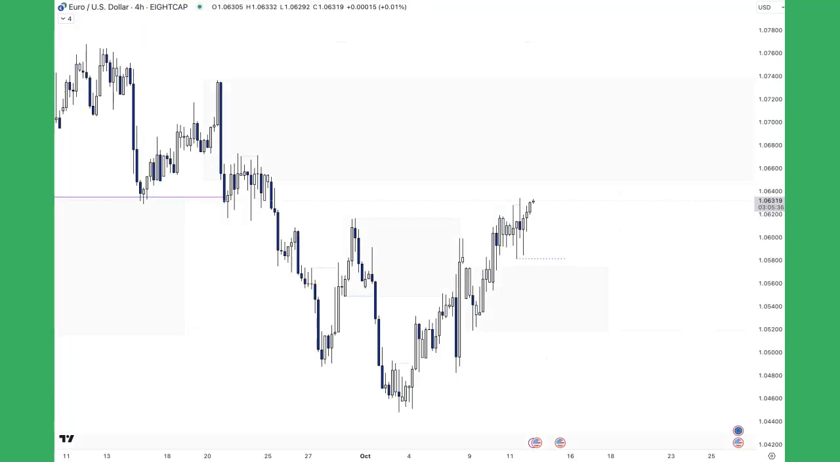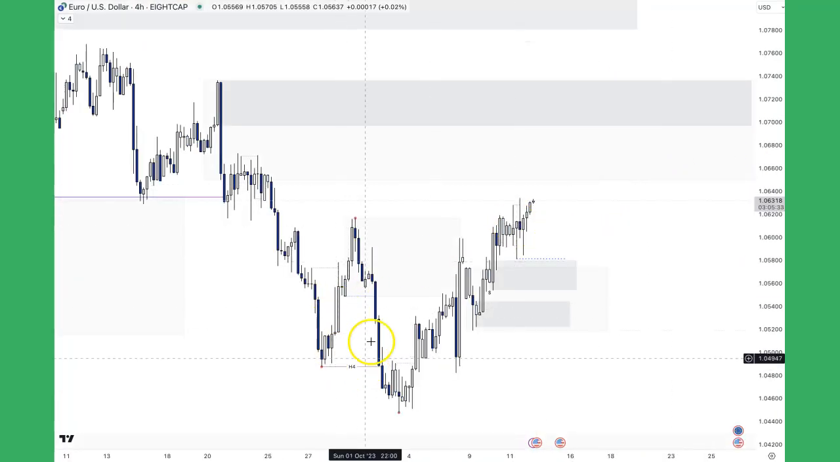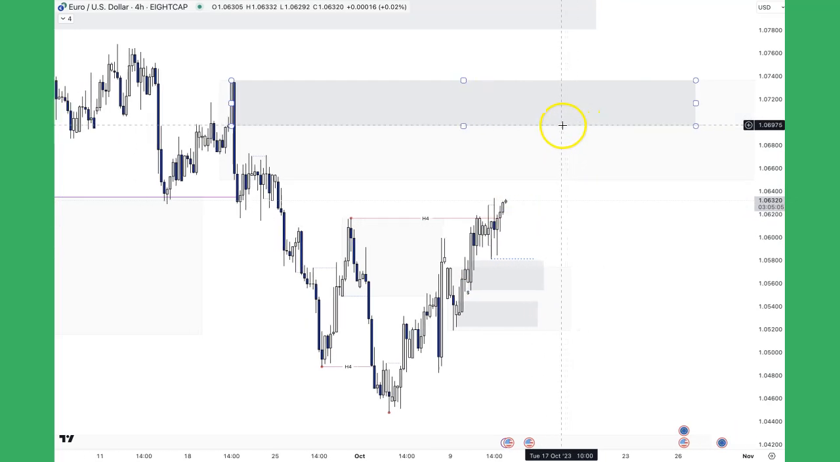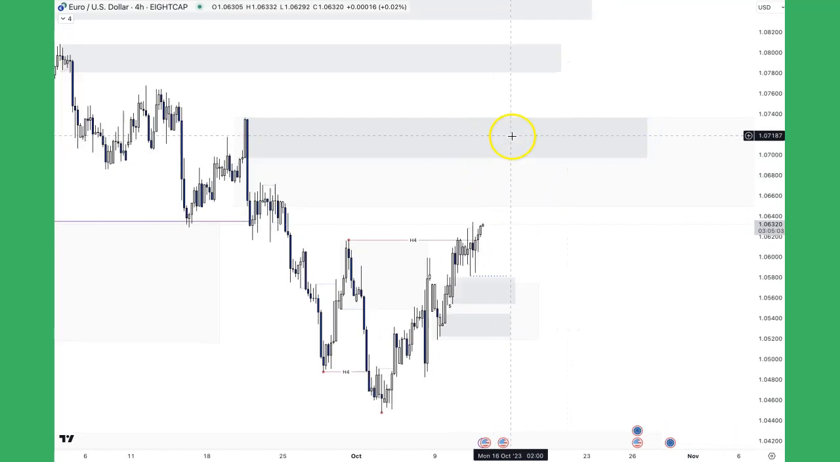The 4-hour is like this. I haven't marked this as a 4-hour break of structure. So we now have a 4-hour break of structure, after which we can expect a pullback. So I'm thinking that prices on the H4 are bullish, and we can expect price to maybe pull up into this zone, which is embedded inside the daily, and then pull down and go further.